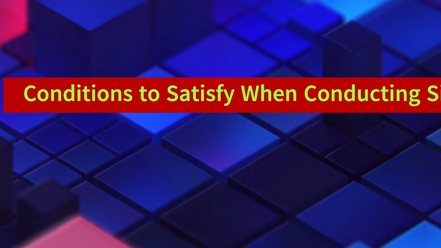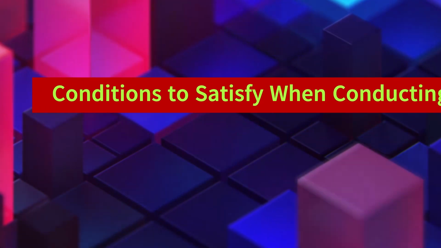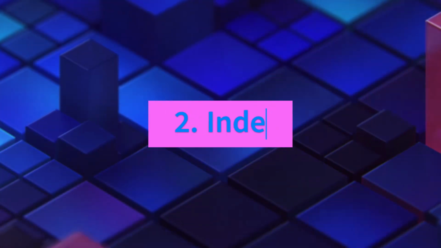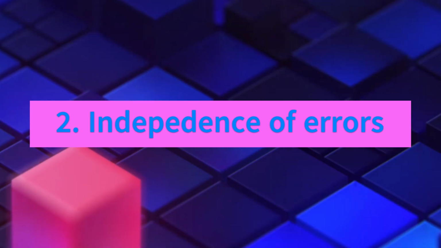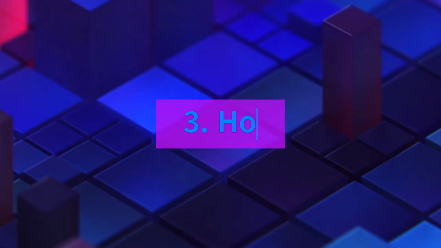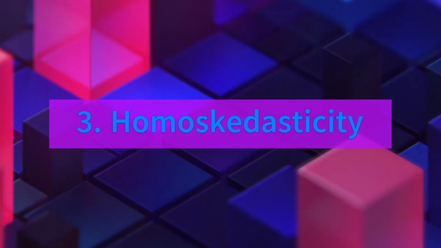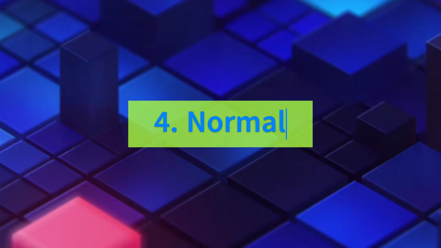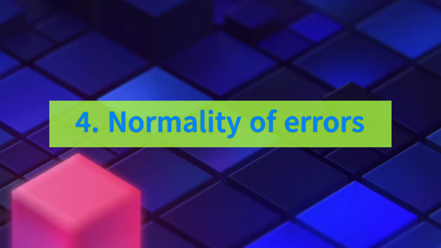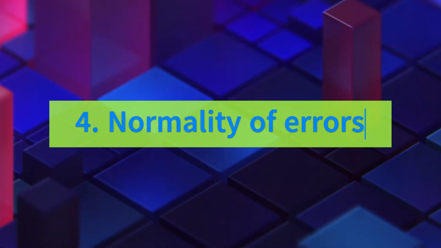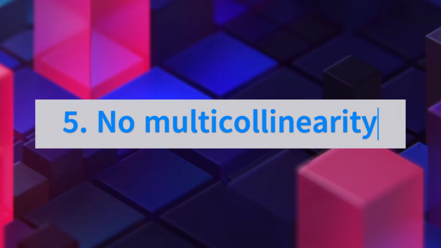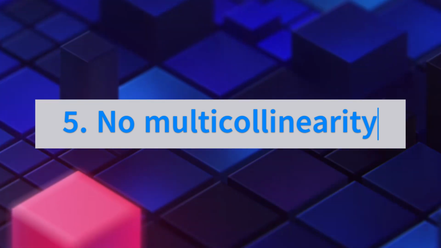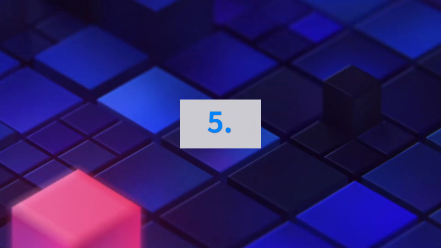There are conditions that must be met when conducting simple linear regression. One, linearity. Correlation has to be there between x and y. Number two, independence of errors. The residuals should be independent of each other. Number three, we have homoscedasticity. The residuals should have constant variance at every level of x. Number four, we have normality of errors. The residuals should be normally distributed. Number five, multicollinearity, which is not an issue for simple linear regression, but once we proceed to multiple linear regression, you'll notice the effect of multicollinearity.